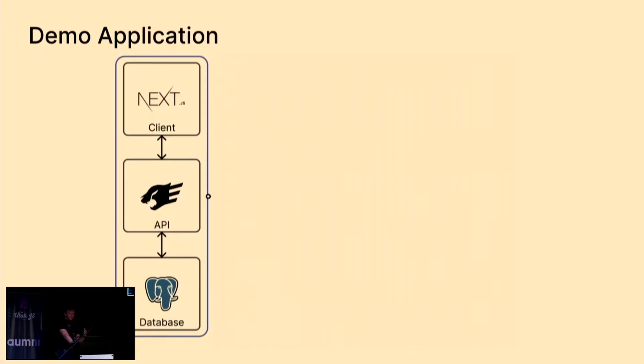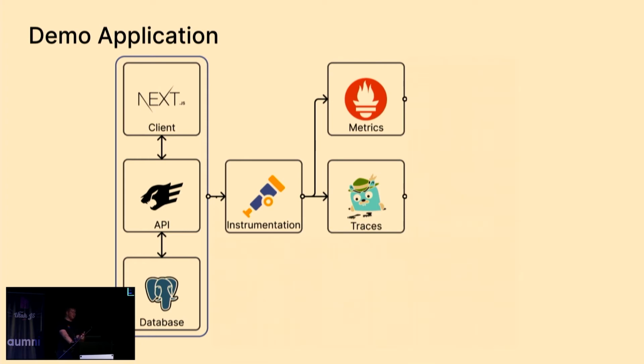So taking a look at this in practice, we'll look at a demo application. For the purpose of this demo, these specific technologies aren't super important, but on the front end, using Next.js, the Node API is built with Fastify, and the database is Postgres. We're going to collect traces and metrics and send them through OpenTelemetry to the respective backends, which are Prometheus and Jaeger. These are going to store and aggregate metrics and traces, as well as provide APIs to query and visualize them.